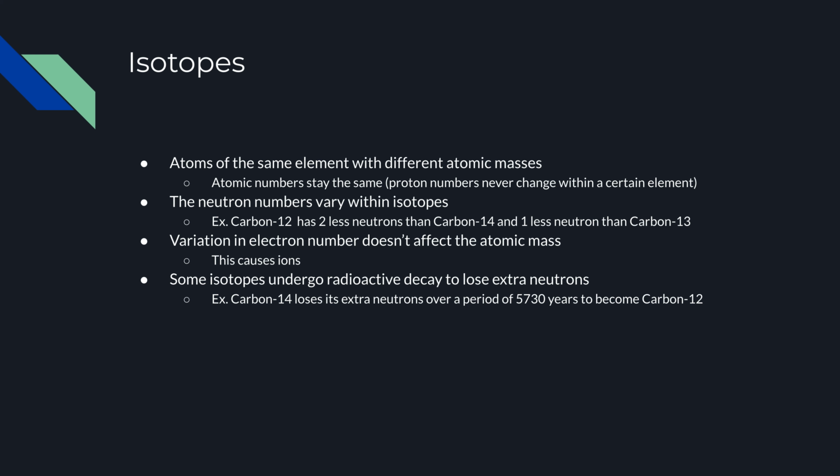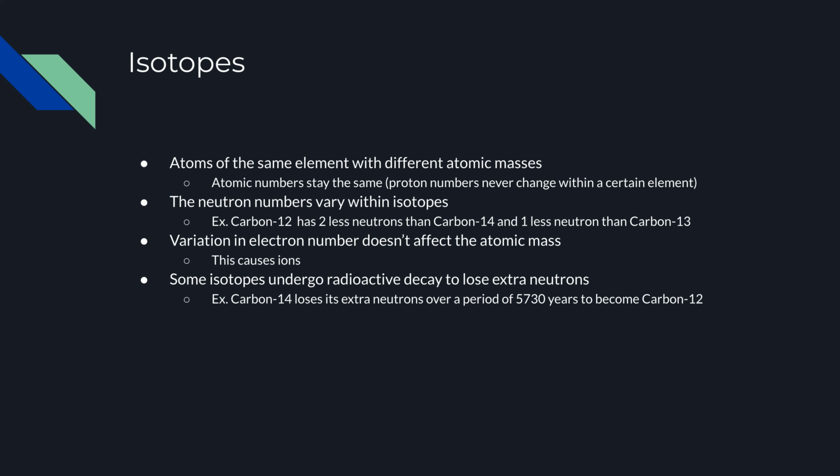However, these isotopes sometimes are radioactive due to the fact that they are unstable with the extra neutrons. Carbon-14 loses its extra neutrons over a period of 5,730 years to become carbon-12. And other examples of radioactive elements also include neutron loss. This is called beta decay, and can sometimes involve neutron gain, which is called positron decay. No, actually, I'm not sure about that. Don't quote me on that.